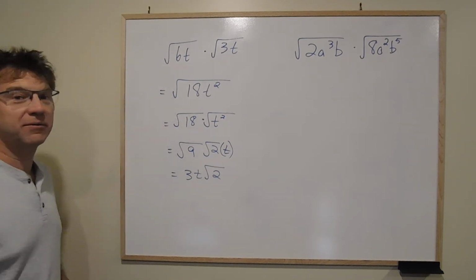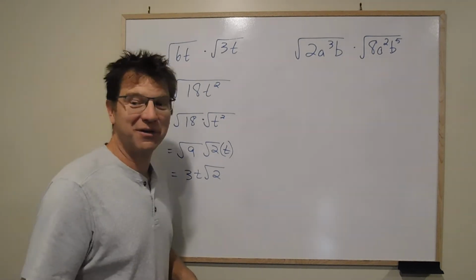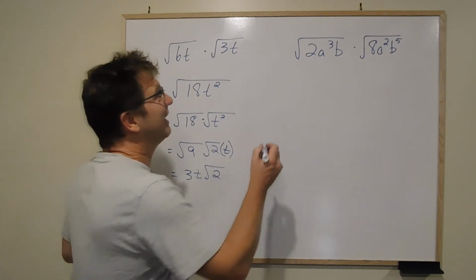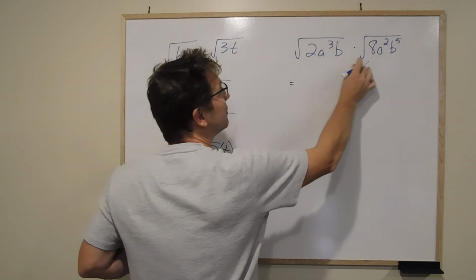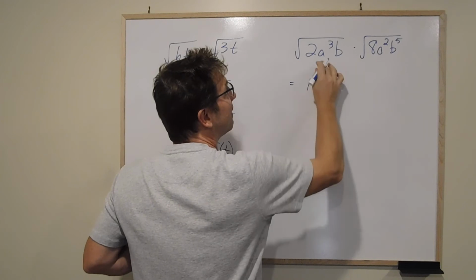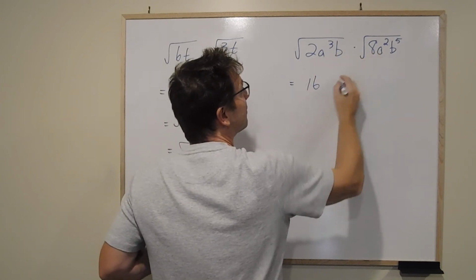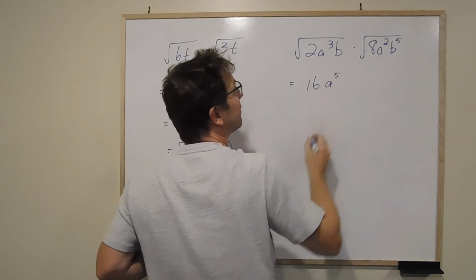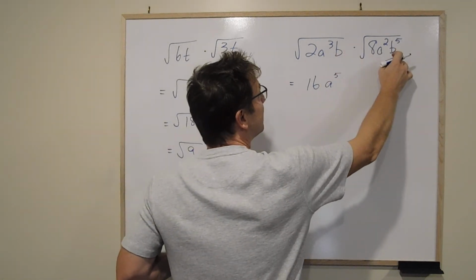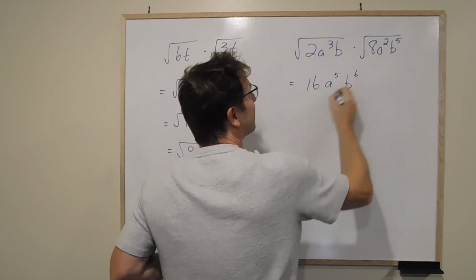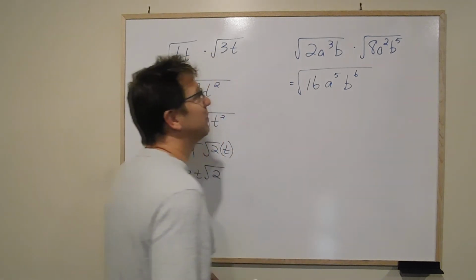Right? Let's look at the second one here. Just making sure I wrote it down correctly. Again, we're going to put it together. 2 times 8 is 16. A cubed times a squared is a to the 5th. And b times b to the 5th is b to the 6th. So now I have the square root of all of that.